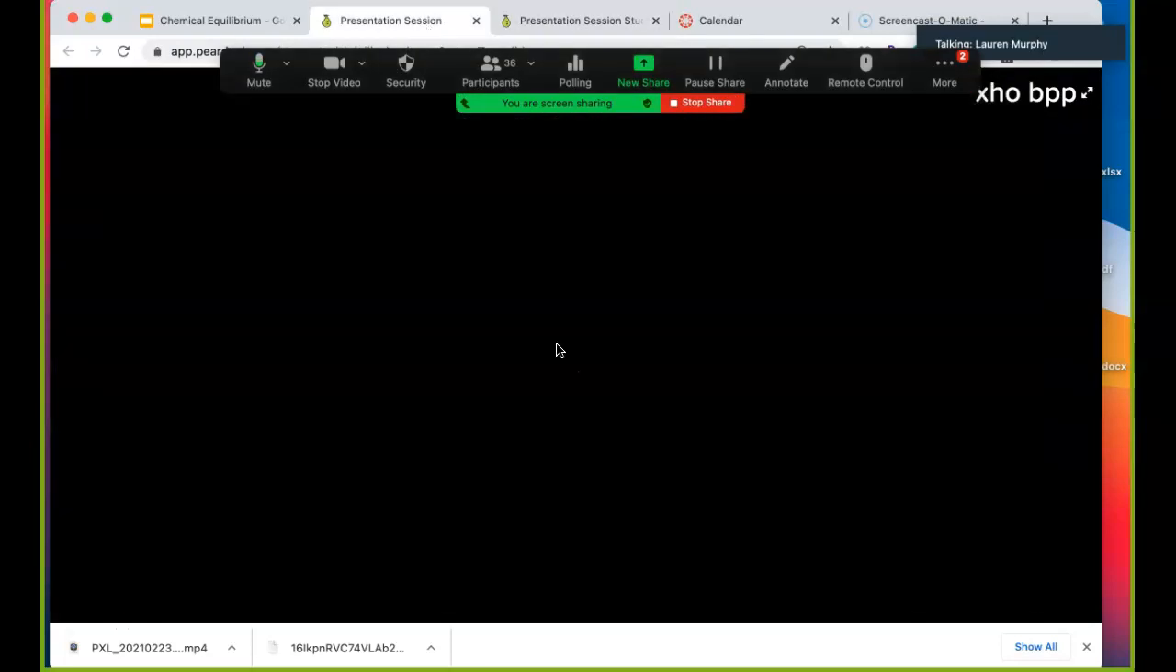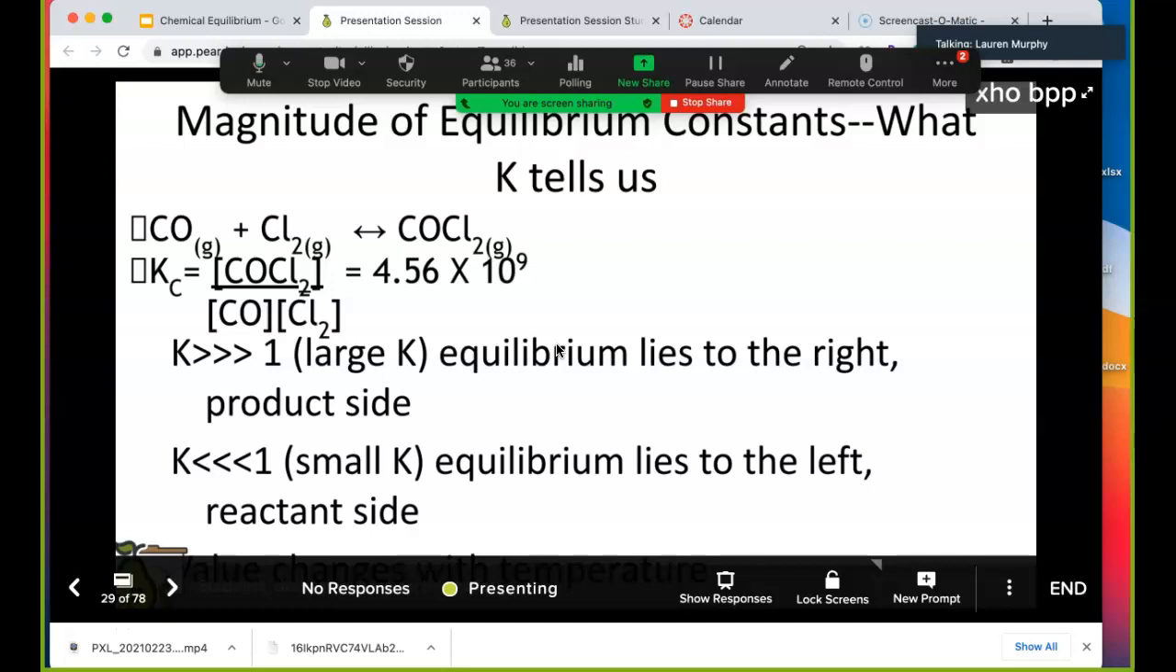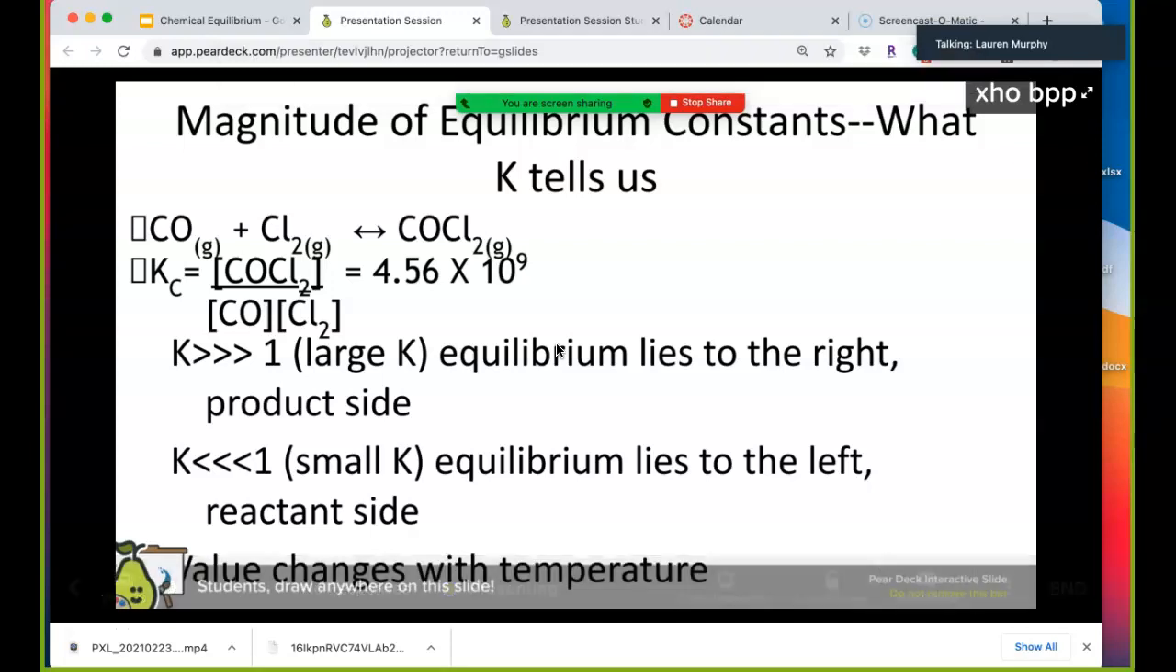So that is the equilibrium of phosgene. What they'll say is K being greater than 1 means the reaction heavily favors the products. At equilibrium, you have more products than you do reactants. I will prove this to you mathematically in a second.